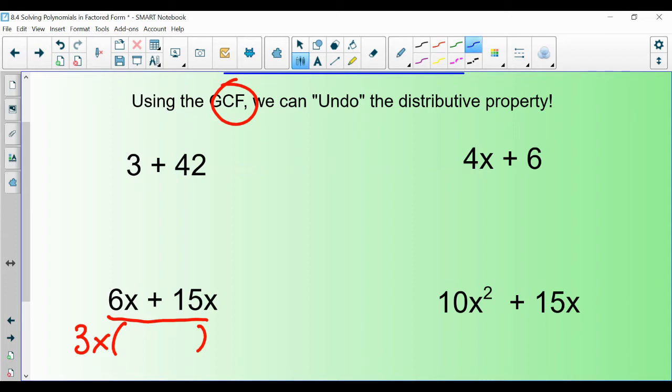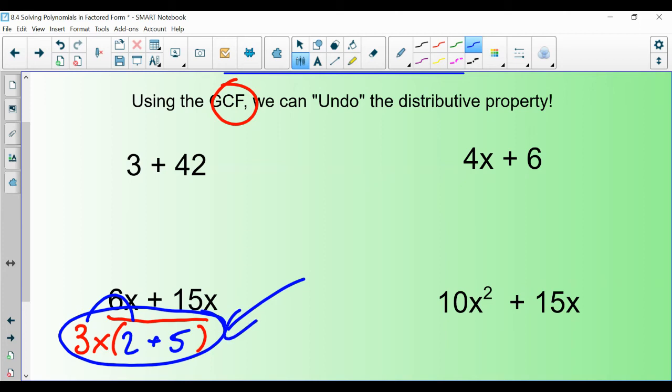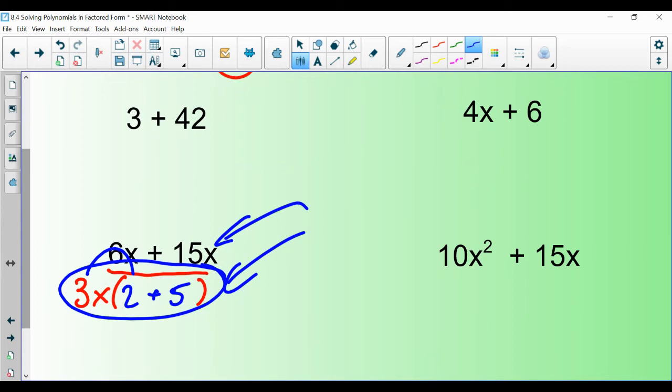So then we have to think through the distributive property. What would we multiply 3x by to get 6x? That would be 2. And what would we multiply 3x by to get 15x? That would be 5. So this is a trick that we have that is undoing the distributive property. It might seem counterintuitive, right? This actually looks more complicated than this top one, but it is a skill that we need to develop in order to answer the questions we're trying to answer in the next couple sections.